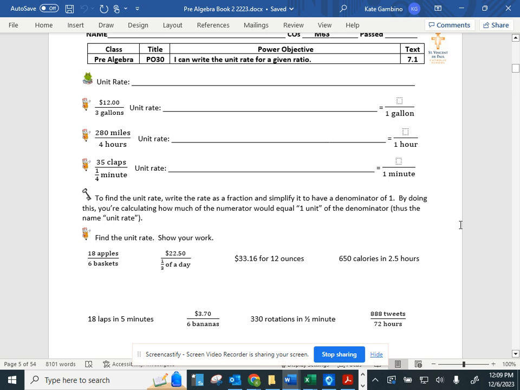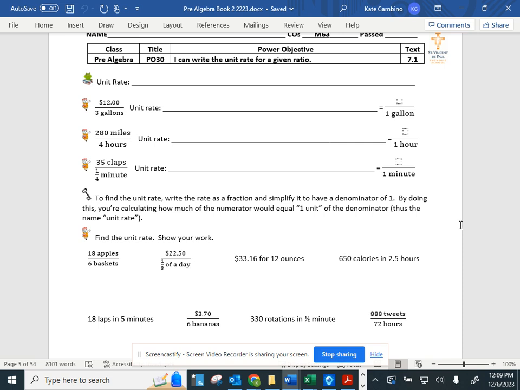Good afternoon. Today we are continuing working on our ratios unit. Today we're working on PO30. I can write the unit rate for a given ratio. So we're working with ratios again, but this time we're finding the unit rate for that ratio.